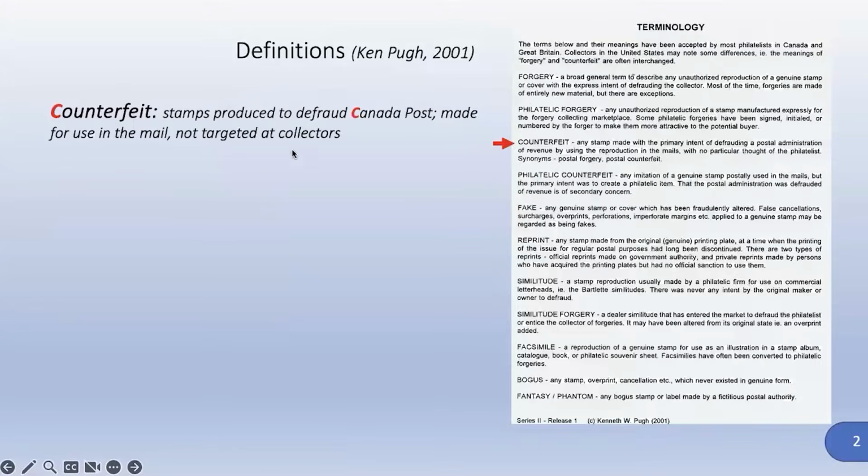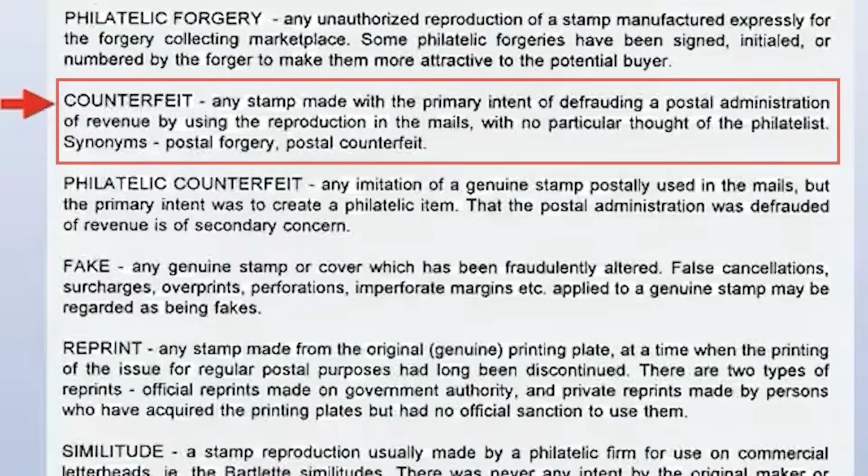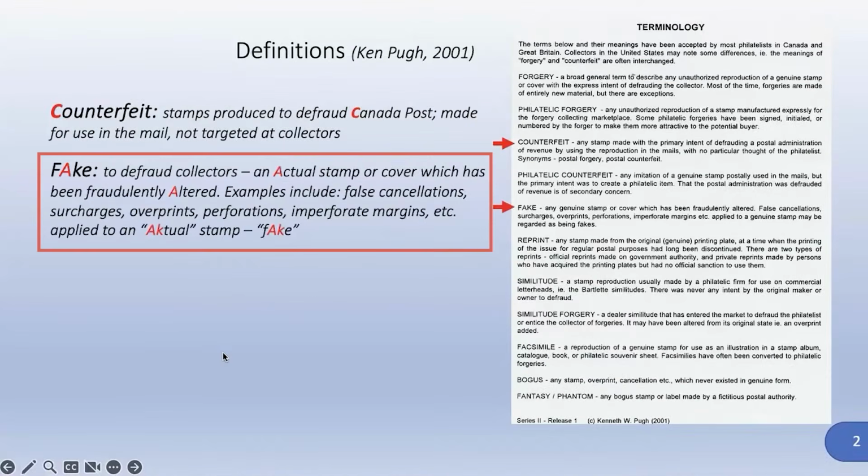Counterfeit stamps are, in this case, produced to defraud Canada Post or the postal authorities, made for use in the mail, but not targeted at collectors. Fake, and the way I'm trying to remember it is AK, as in actual stamp or cover, which has been fraudulently altered. Examples include false cancellations, surcharges, overprints, perforations, imperfect margins, etc., applied to an actual stamp.